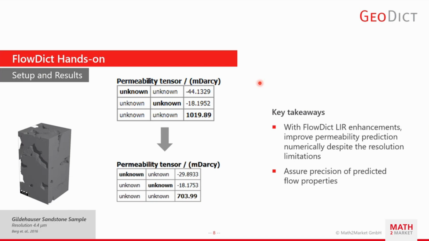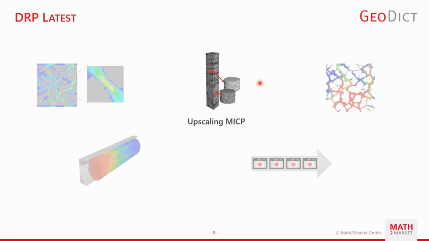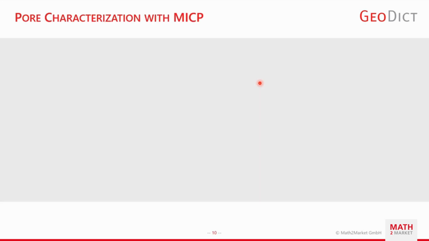Now I'll continue with the next improvement or new feature we have in GeoDict 2025, which is the upscaling MICP GeoApp. So I'll start first with the MICP, or mercury injection capillary pressure, and why it's important in the first place.